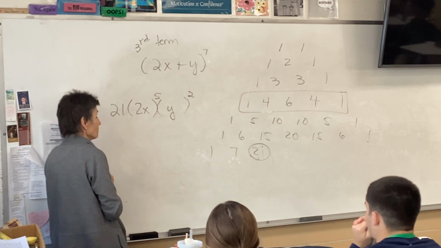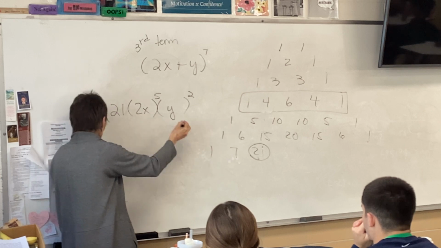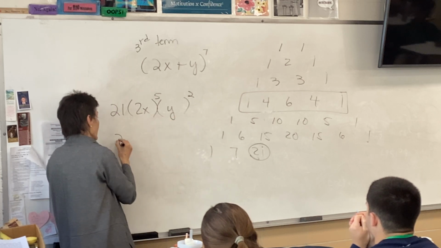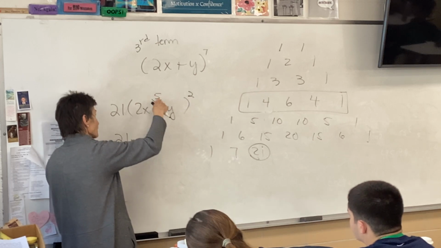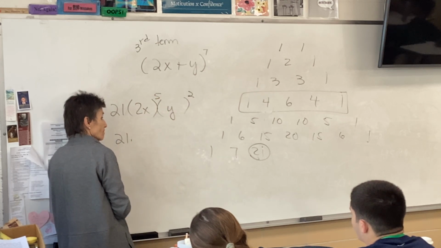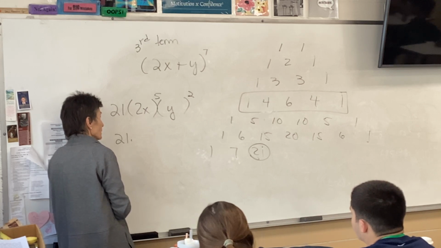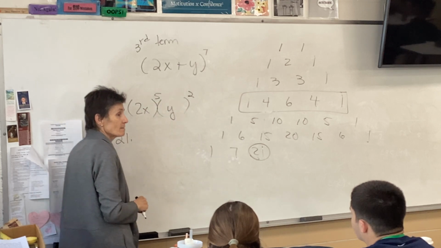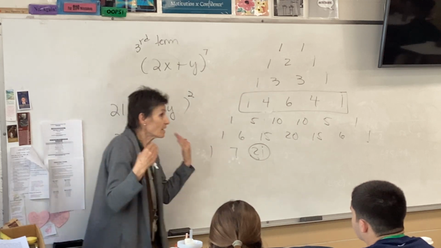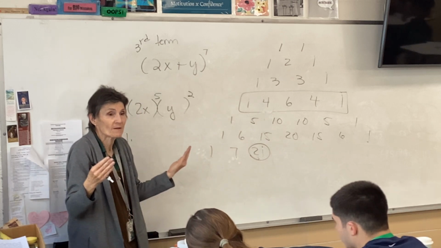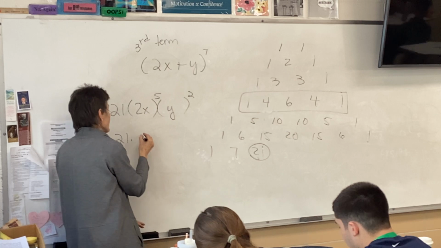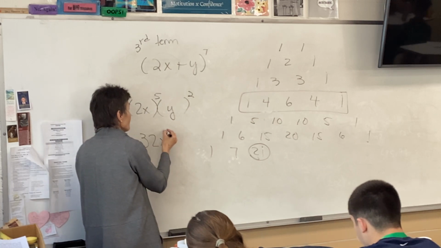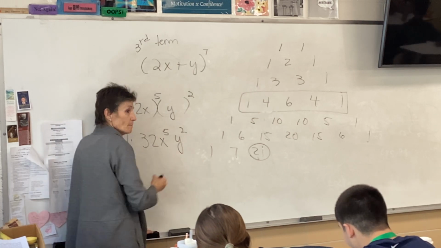And now I simplify. This is all multiplying, so what am I multiplying? I'm multiplying 21. Watch it, what's this? No, it's not 25. What does 2 to the 5th mean, you guys? Okay, so don't sit there and stare at me. If you don't know what 2 to the 5th is, get it on your calculator. So it's 32 x to the 5th y squared.